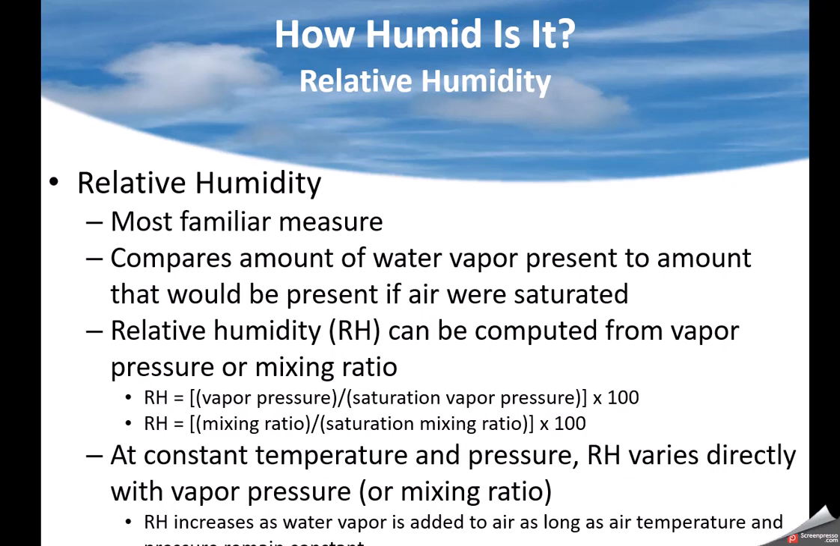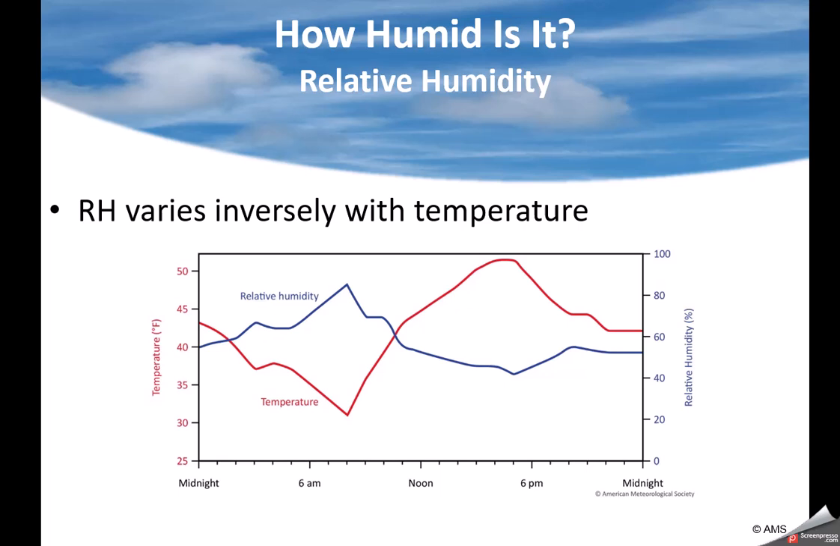So relative humidity is what you're all very familiar with. You have probably heard somebody tell you, boy, it's a humid day outside. They're probably talking about the relative humidity. In other words, how close we are to saturation. That's all relative humidity is. So at a constant pressure and temperature, relative humidity will vary totally by the amount of vapor pressure in it. However, very rarely does that occur.